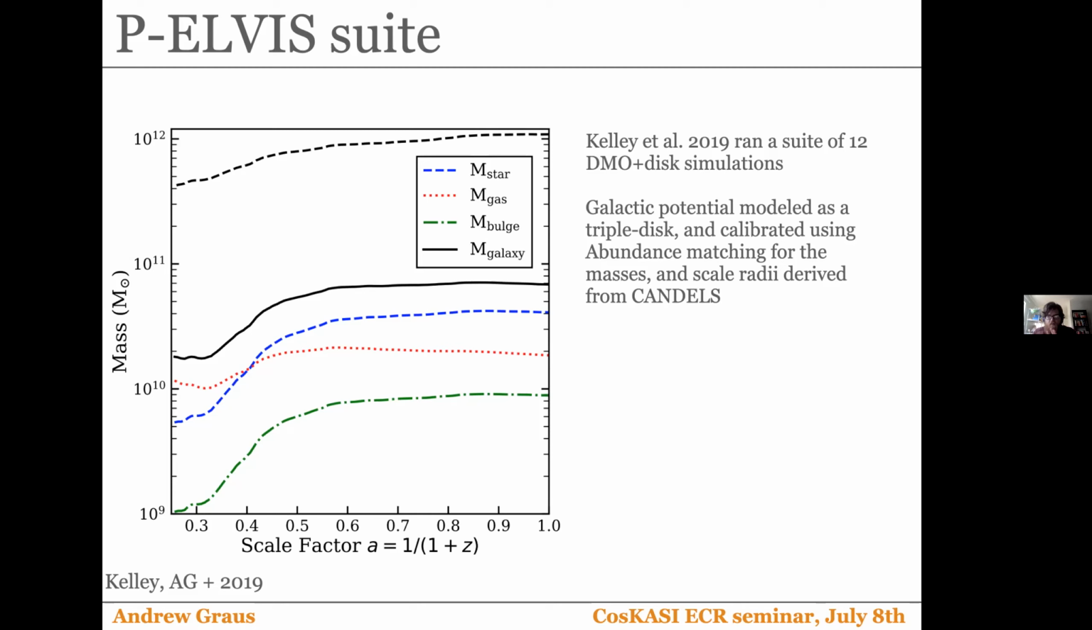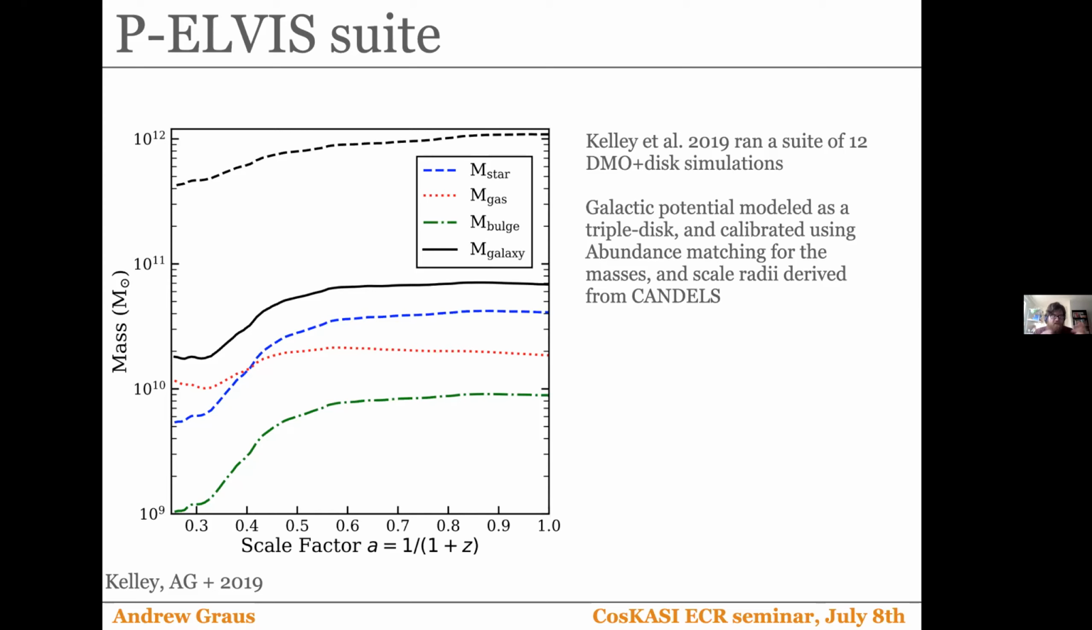And he did a little more accurate accounting for the galactic potential. In the beginning, we just put in a disk potential and let it go. But this time, Tyler modeled it as a triple disk to model the stellar disk, the gas disk, and the bulge. He then calibrated the masses of those using abundance matching, and got the scale radii of the disk from observational samples such as CANDLES.